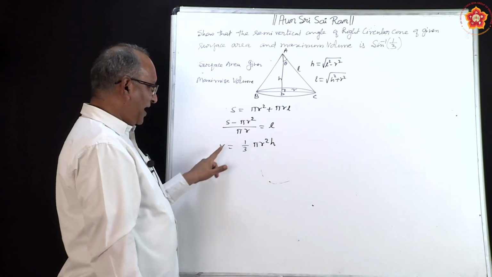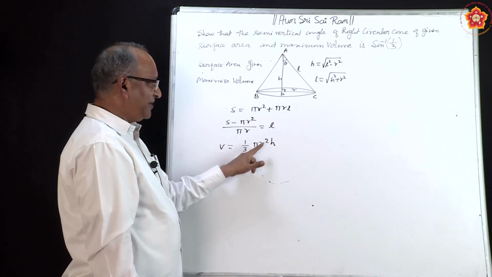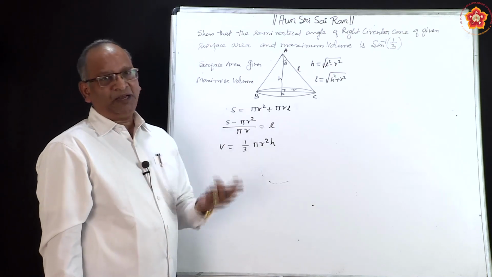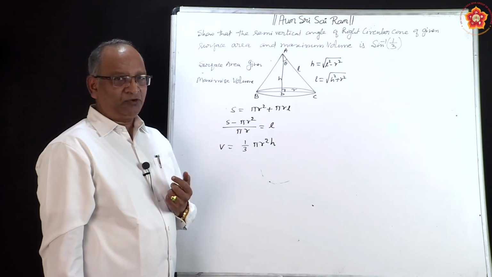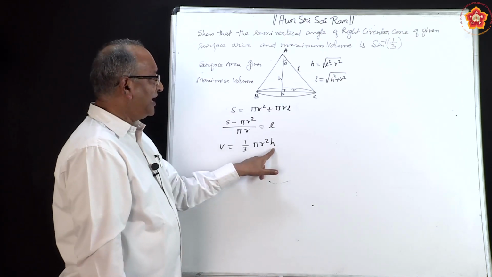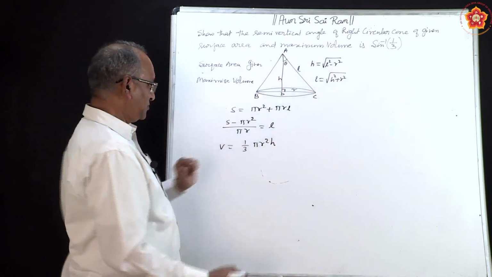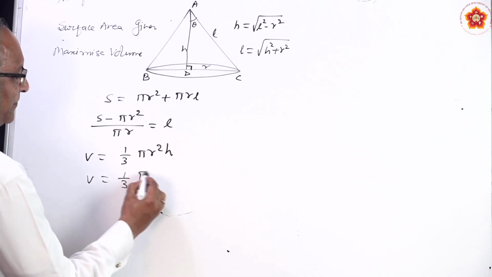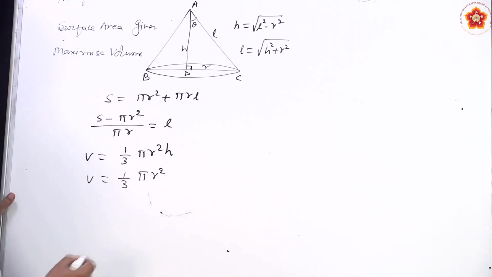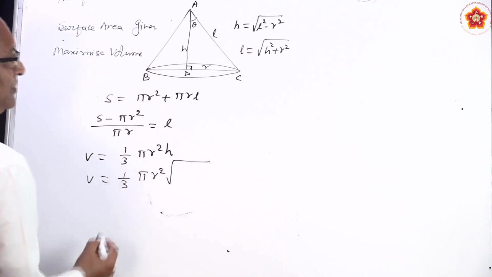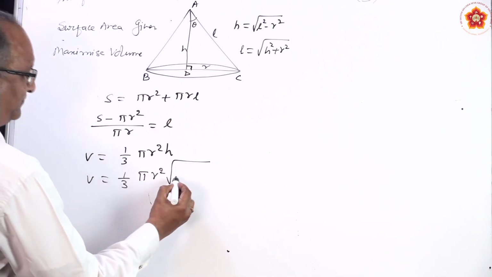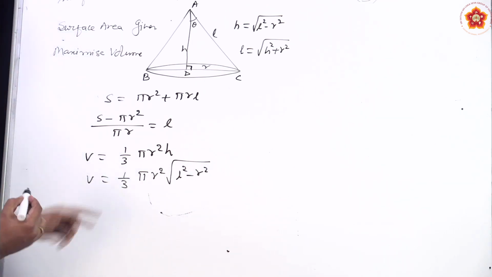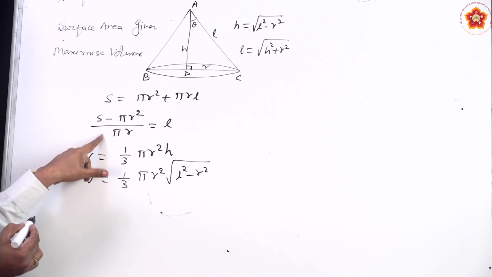Here, again we have v as a variable, r as a variable, h as a variable. 3 variables are there. We need to convert them into 2 variables. How do we do that? We will substitute the value of h from that. So what you will get? V is equal to 1 by 3 pi r square. In place of h, we can say under root of L square minus r square. L value we know.